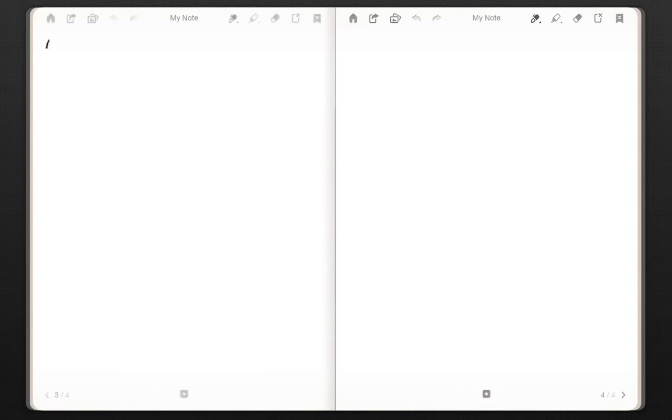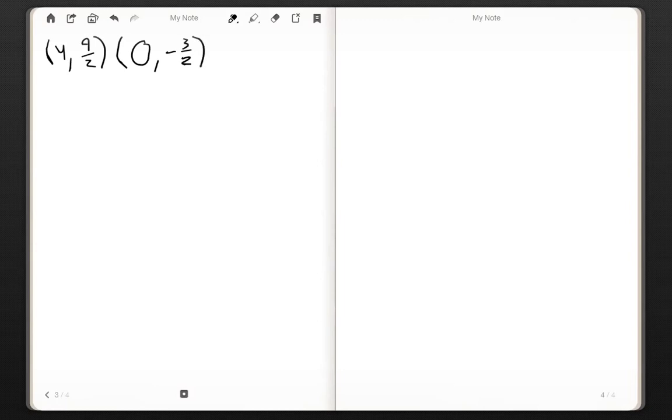Now let's do another thing different. We're going to do a line that passes through 4, 9 over 2, and it also passes through 0, negative 3 over 2. So now we just have 2 points, and I'm not giving you the slope or the y-intercept. So how do we do this? Well, let's think about this. Look at this point over here.